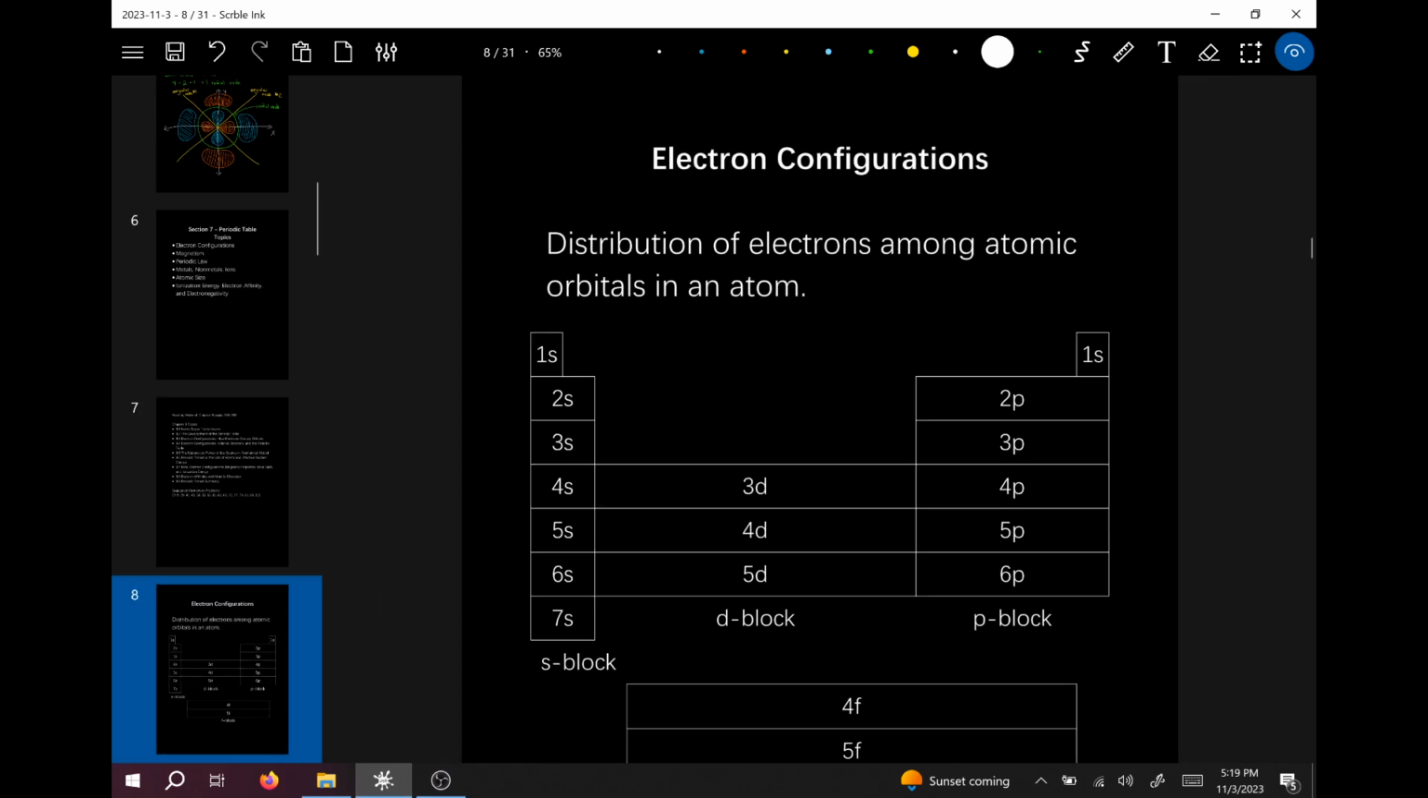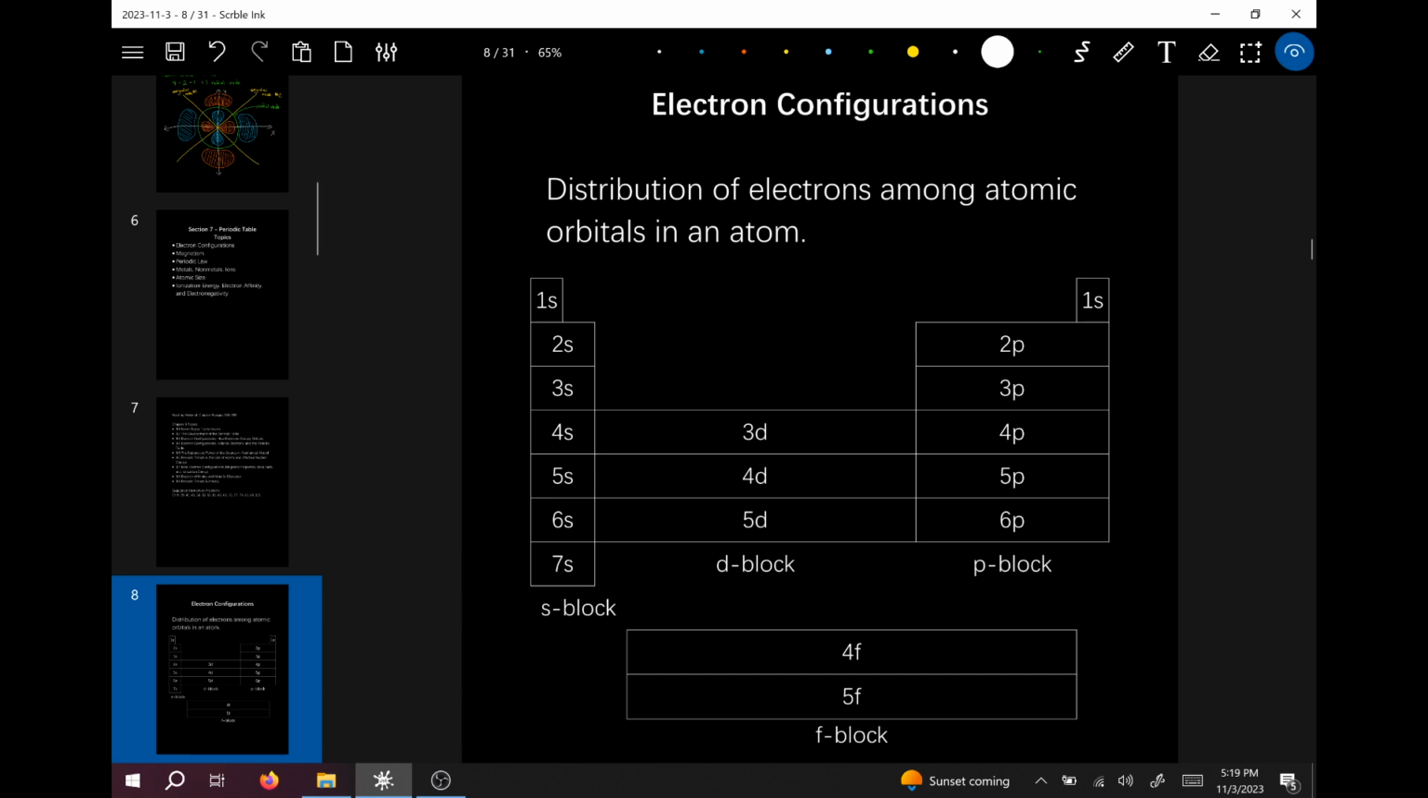So what are electron configurations? Electron configurations, simply put, is the distribution of electrons among atomic orbitals in an atom. What you're seeing on the screen here is a pseudo periodic table with none of the elements filled in. But what is filled in are a bunch of principal quantum numbers. These are n values that go from 1 to infinity. And the assigned letter to the L value that we learned from the shape of the atomic orbital. So we have s orbitals, p orbitals, d orbitals, and f orbitals.